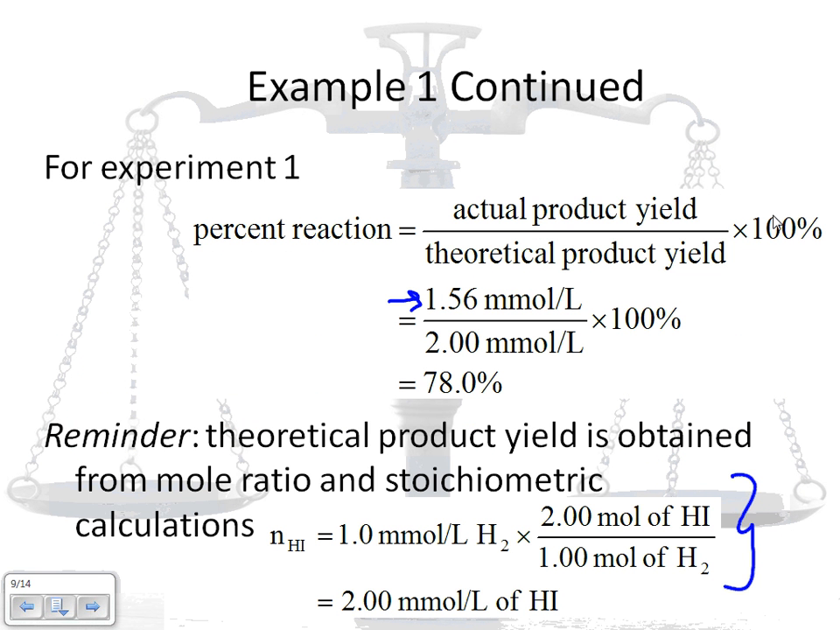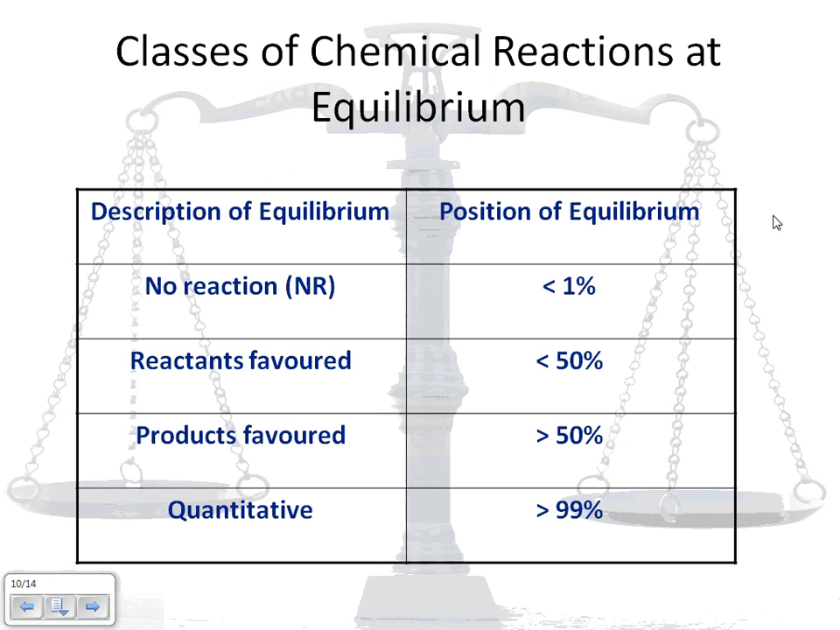I did a quick stoichiometry calculation. So I started off with millimoles per liter of H2, and I multiplied it by 2/1 because that was what was in my balanced chemical reaction. So that's how I got, if I had 0 reactants and all products, I should get 2.00 millimoles per liter of HI. So when I divide those two numbers back up here, I get 78%. So 78% of the reaction actually made products. What does that mean? That means we're in this category.